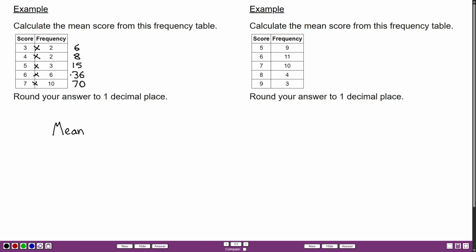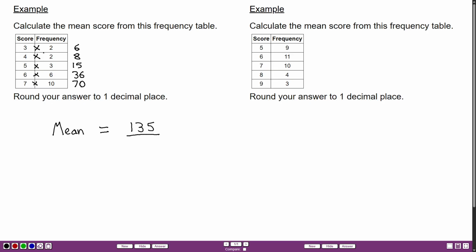So here's where you grab your calculator. We need to add up all these numbers here. So we need to do 6 plus 8 plus 15 plus 36 plus 70. And the total score of all these added together is 135. And then we need to divide that by the total number of people, or the total frequency.